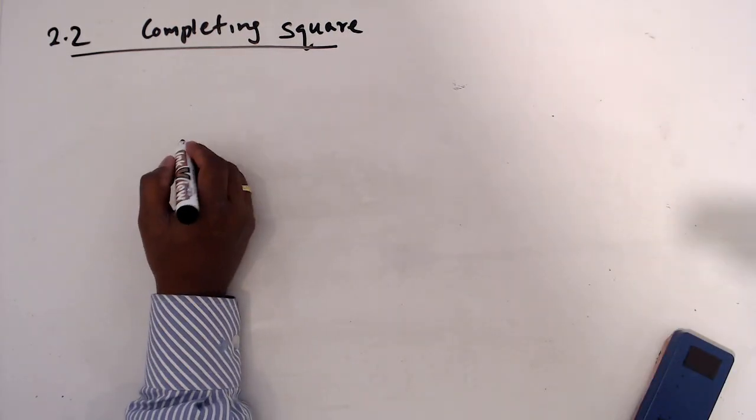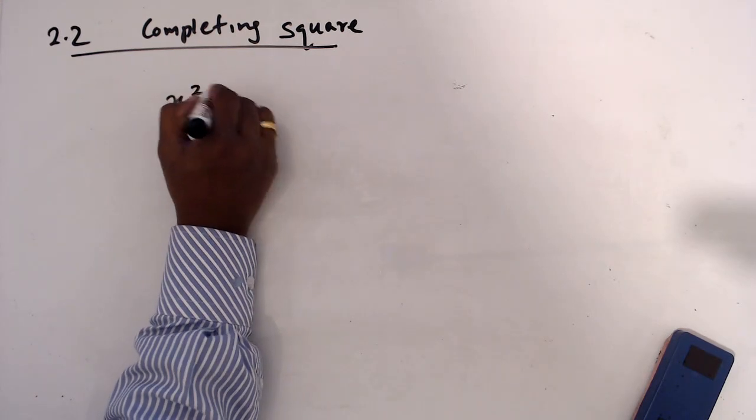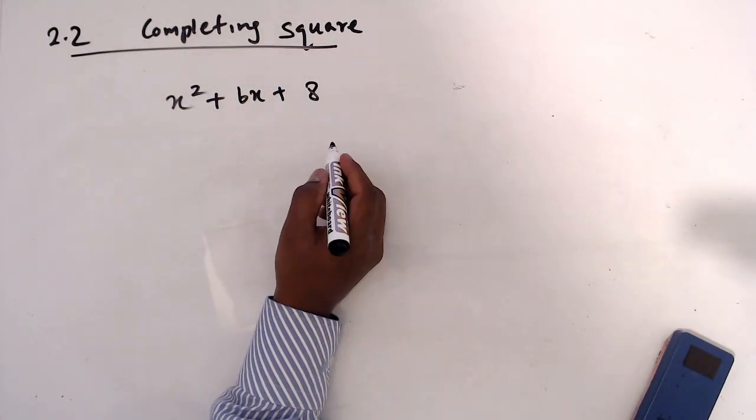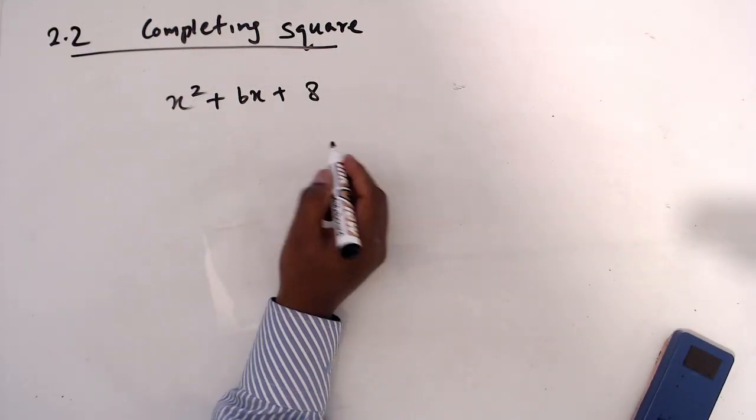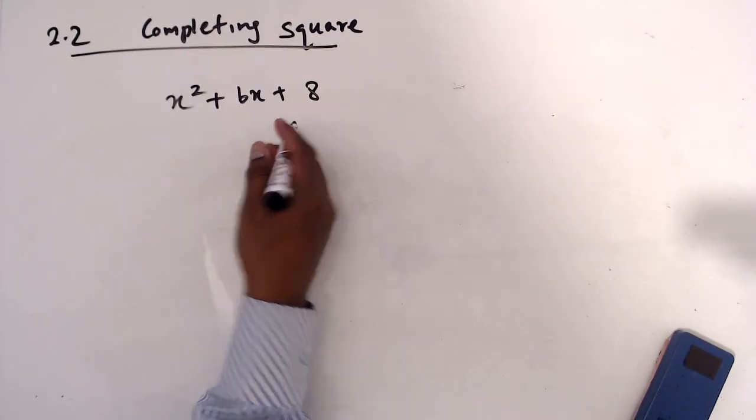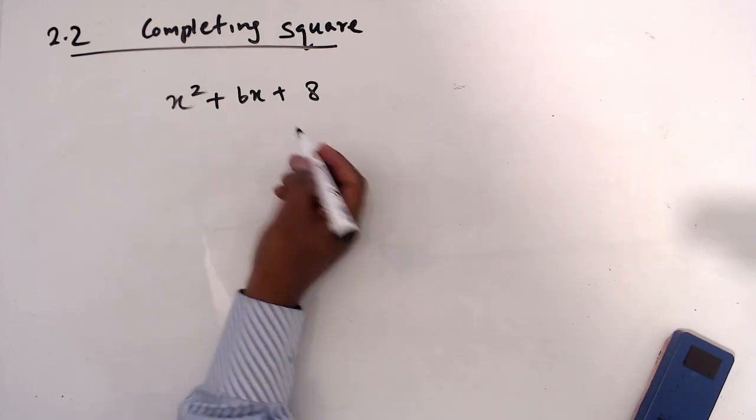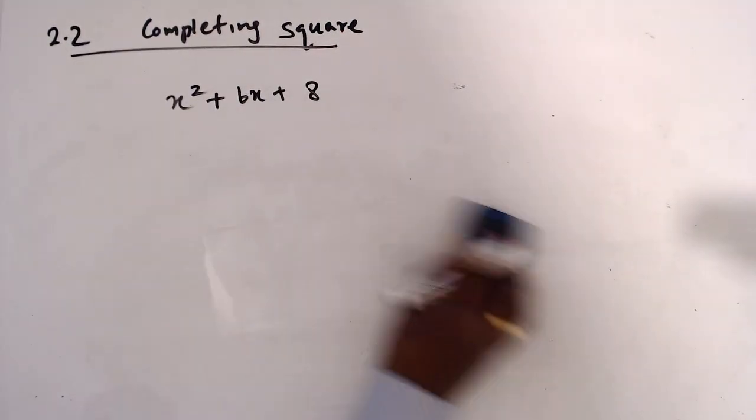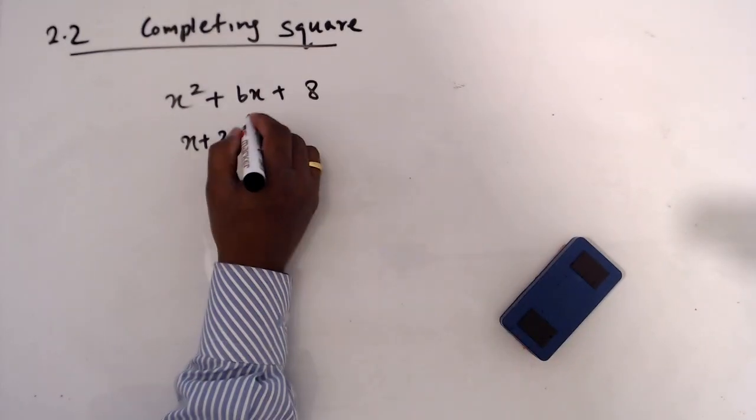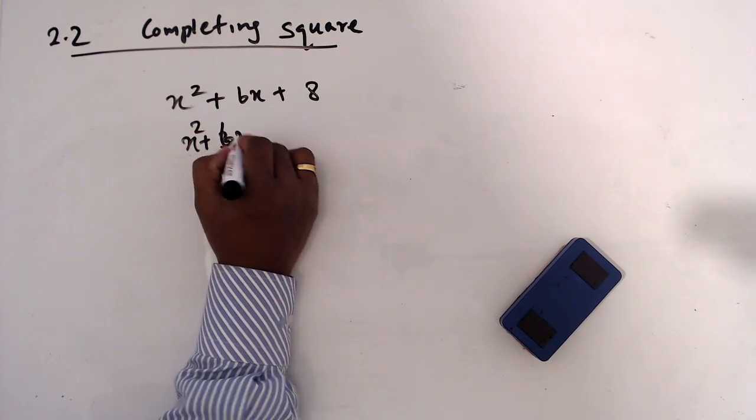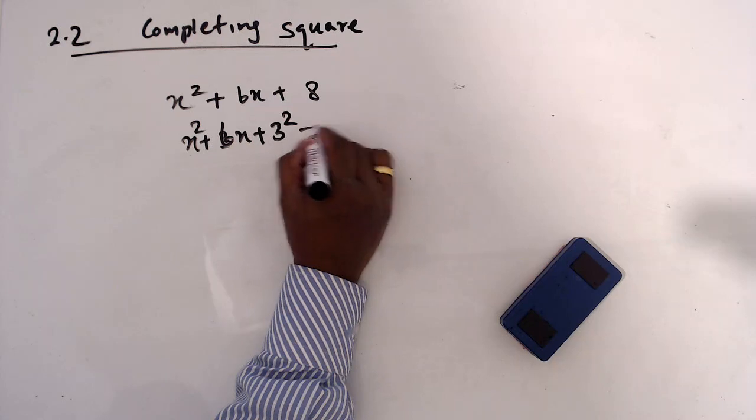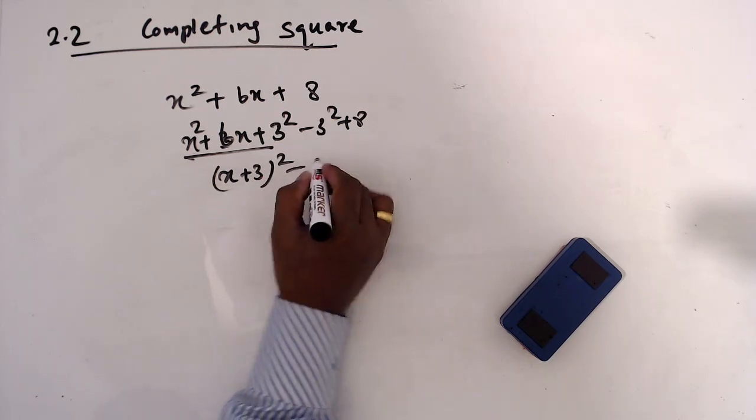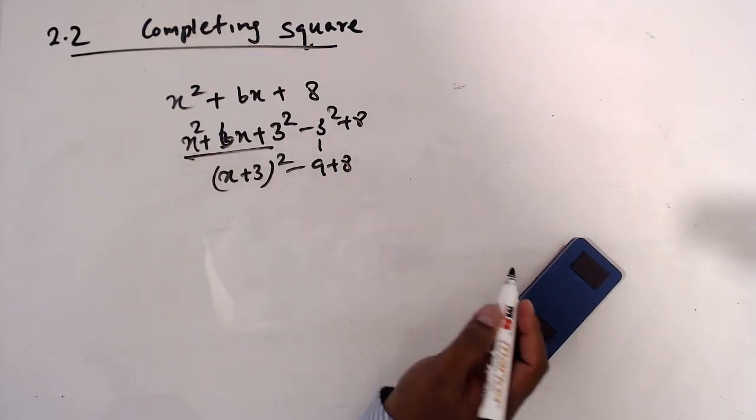Now you know that this kind of equation, x square plus 6x plus 8, how to complete the square. So you know that x square plus 6x plus 3 square, then minus 3 square plus 8, then you write this one as x plus 3 square minus 9 and plus 8.